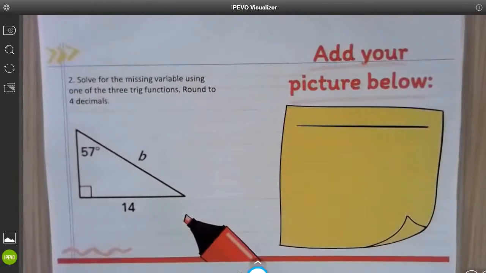Round it to 4 decimal places always for all the problems in today's assignment or Friday's assignment.